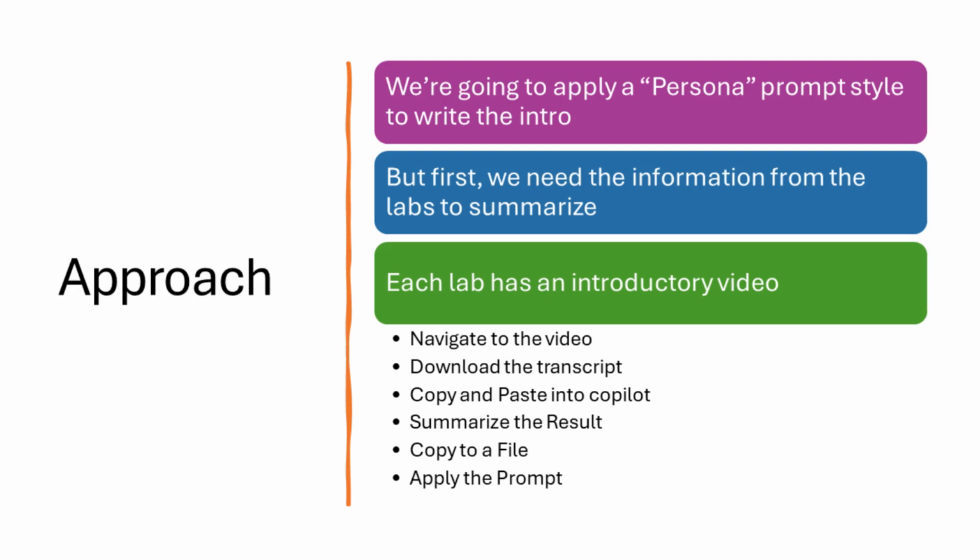In this slide, we're outlining the steps we'll take to write the introduction for our lab report. First, we're going to apply a persona prompt style. This means we'll prompt the AI to take on the role of a digital logic expert, as it helps us craft the introductory narrative. By guiding the AI this way, we ensure that the output has the depth and expertise needed for our report. But before we can generate that content, we need the information from each lab summarized.